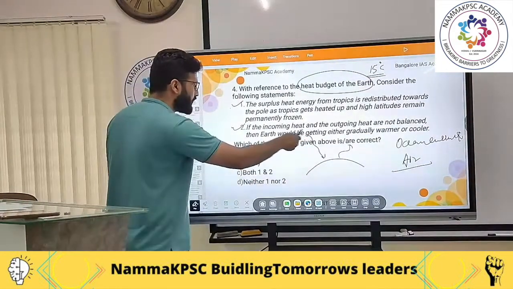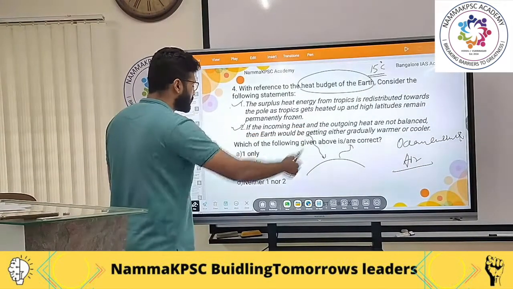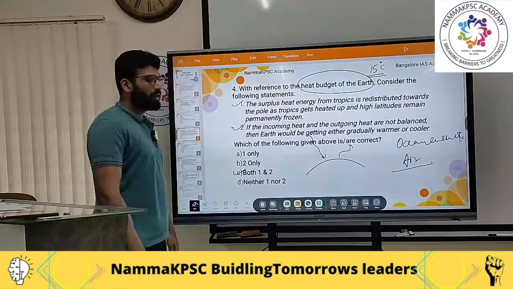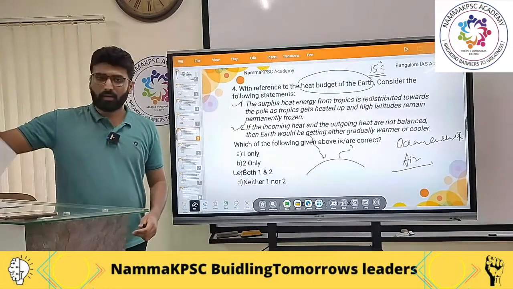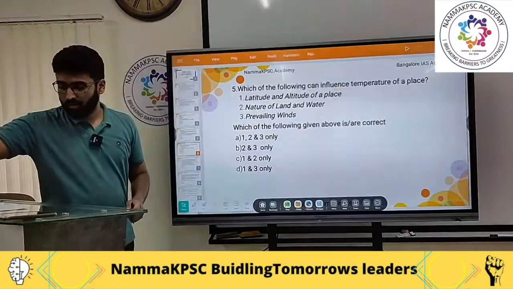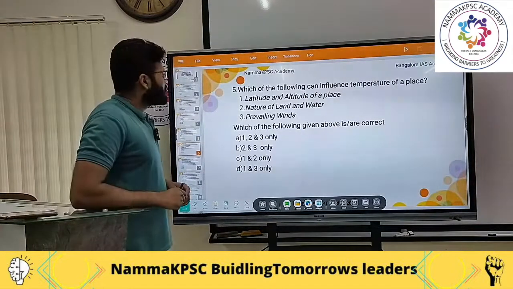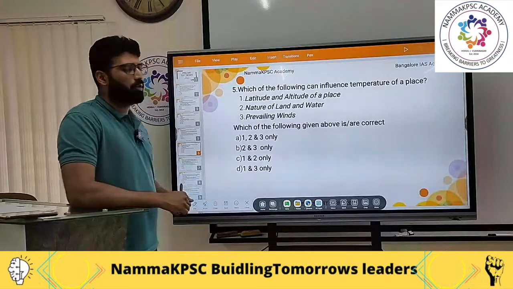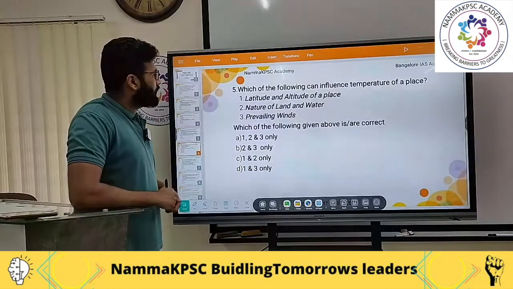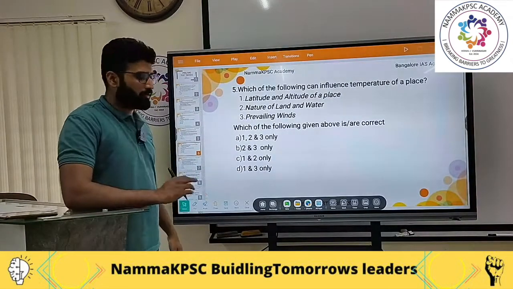Okay. So which of the given above is or are correct? Both 1 and 2 are correct. Okay. Fifth one, which of the following can influence the temperature of a place?